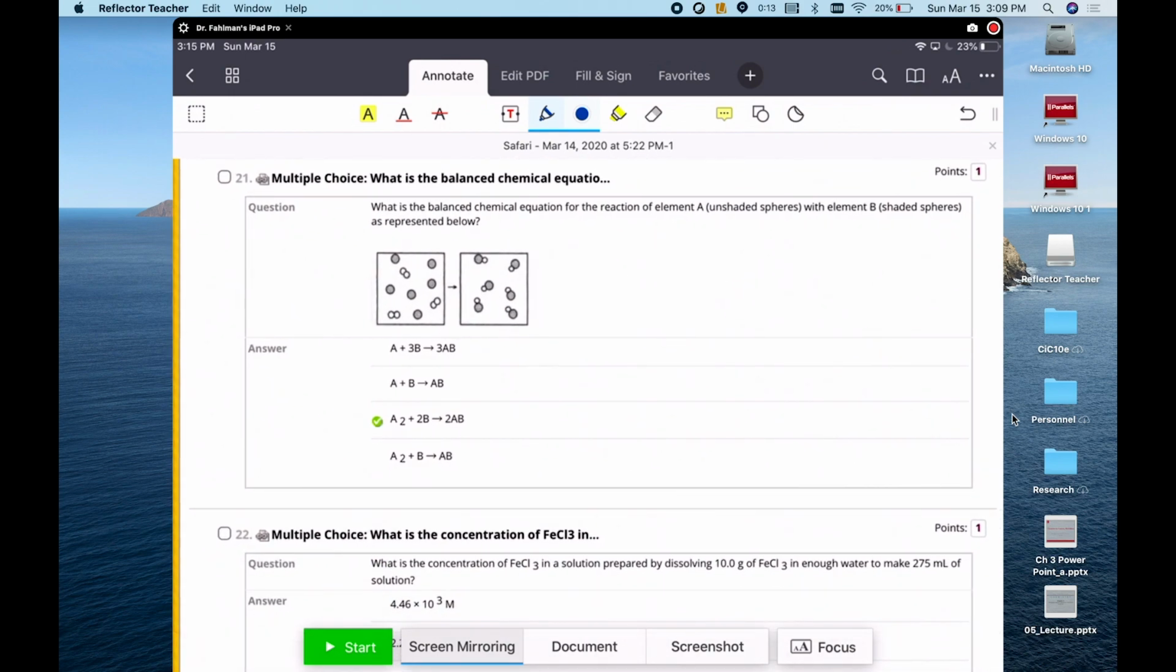All right, another graphic illustration of balancing. In this case, A are unshaded and B are shaded. So we've got, again, A2, and we have 3 of them. It reacts with 1, 2, 3, 4, 5, 6 B's. And then over there we've got 1, 2, 3, 4, 5, 6 AB's. So here we can just divide everything through by 3.